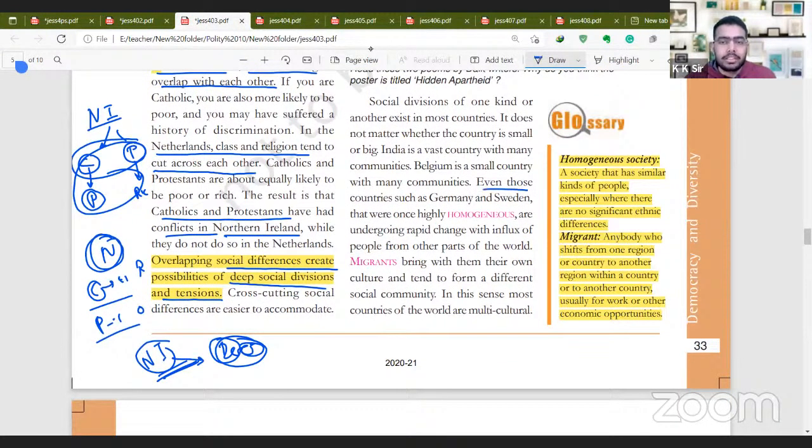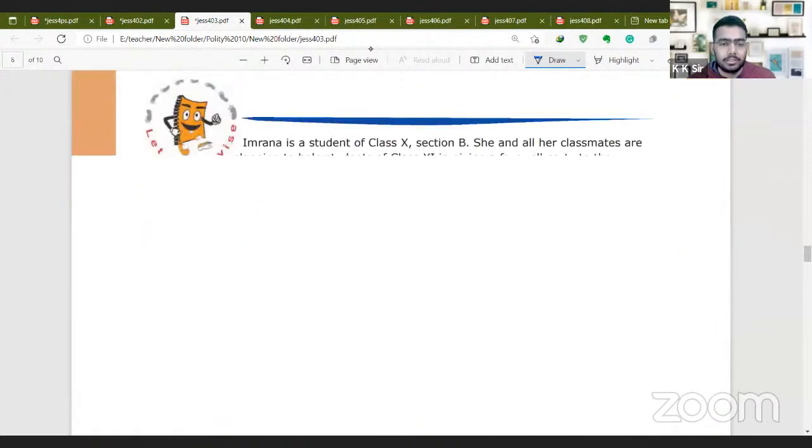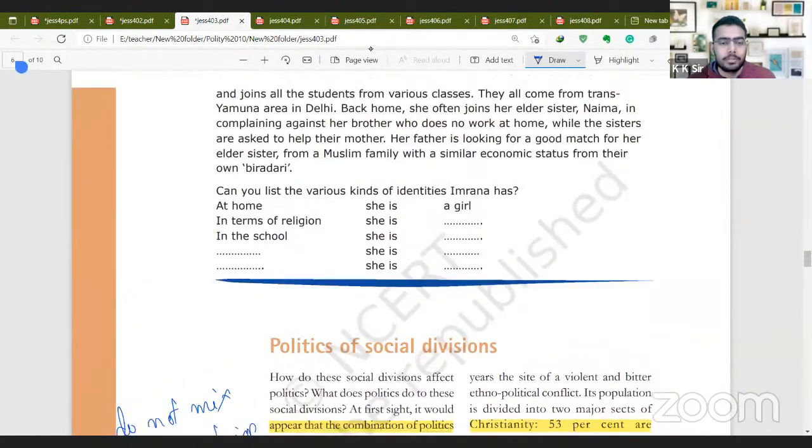But even those countries such as Germany, Sweden, that were once highly homogeneous are undergoing a rapid mix with an influx of people. So social division exists in almost all countries. Even the countries that once were very homogeneous, where only one kind of people were living, because of migration they are also becoming multi-diverse, multicultural, and conflict is very much possible there.